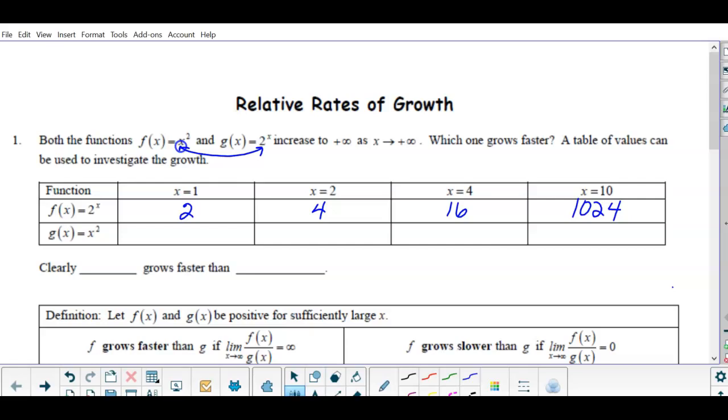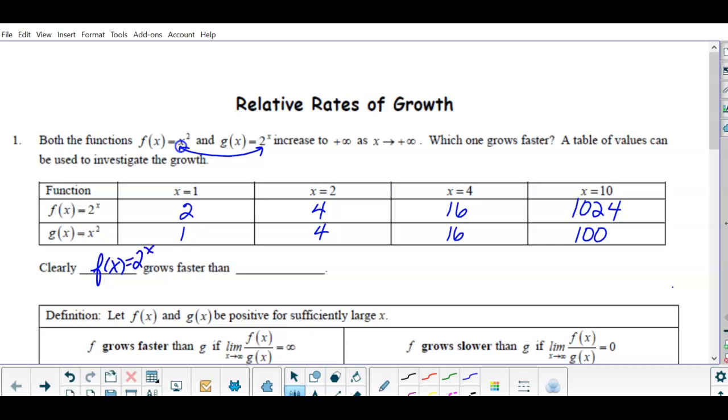In g of x, x is getting bigger as well. That's going to be 1, 2 squared is 4, 4 squared is 16. Those happen to be the same. And then 10 squared is 100. So if you did something bigger, as x goes to infinity, f of x, which is equal to 2 to the x, is going to be getting a lot bigger than squaring. Okay, so it's pretty clear that f of x grows faster than g of x.